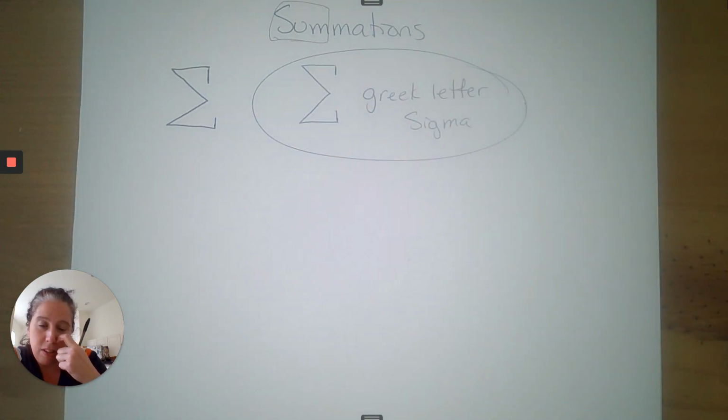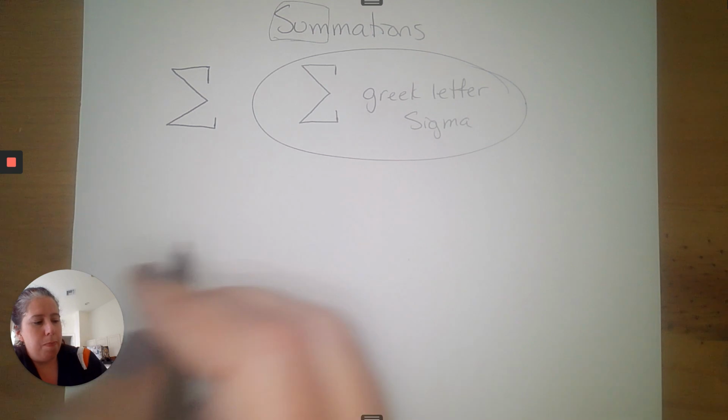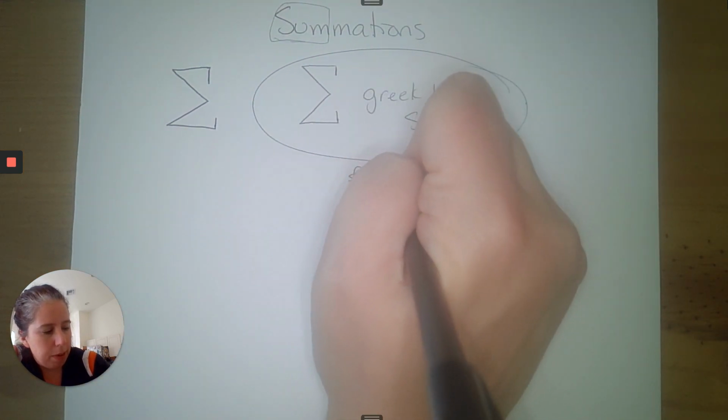So you probably see this often if you watch college movies, or if you have brothers and sisters in college. Or when you go to college, you're going to see sigma a lot. In math, though, what that means is to find a sum.